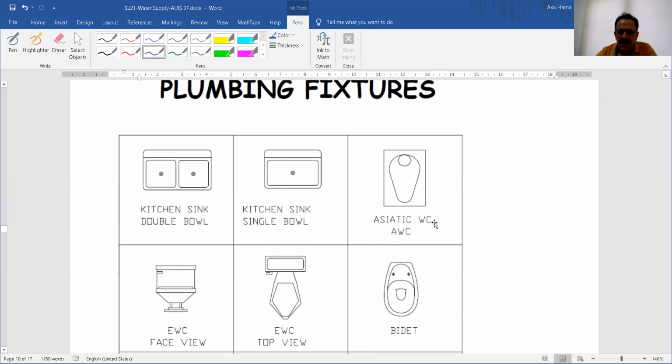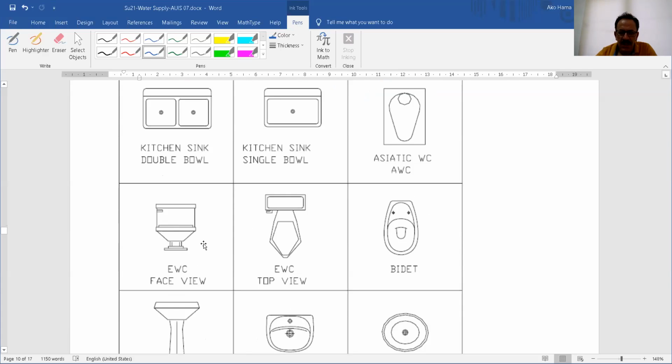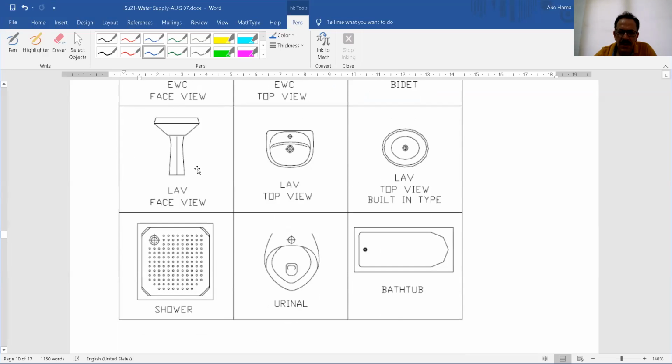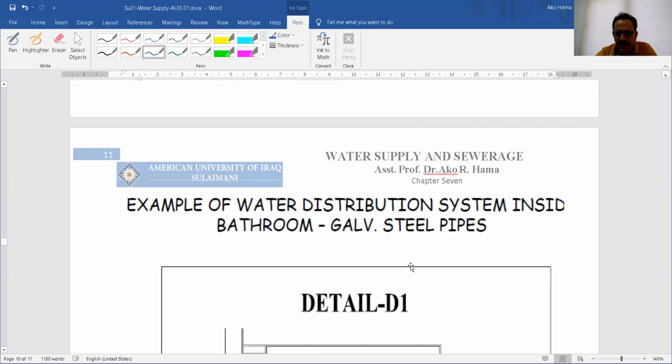This is the Eastern water closet, and this is the top view, and this will be the Eastern, Western, Eastern. And here is the lavatory. This is lavatory top view, and this is the lavatory built-in type. And this is the shower. This is the simple urinal, and this is the bathtub.